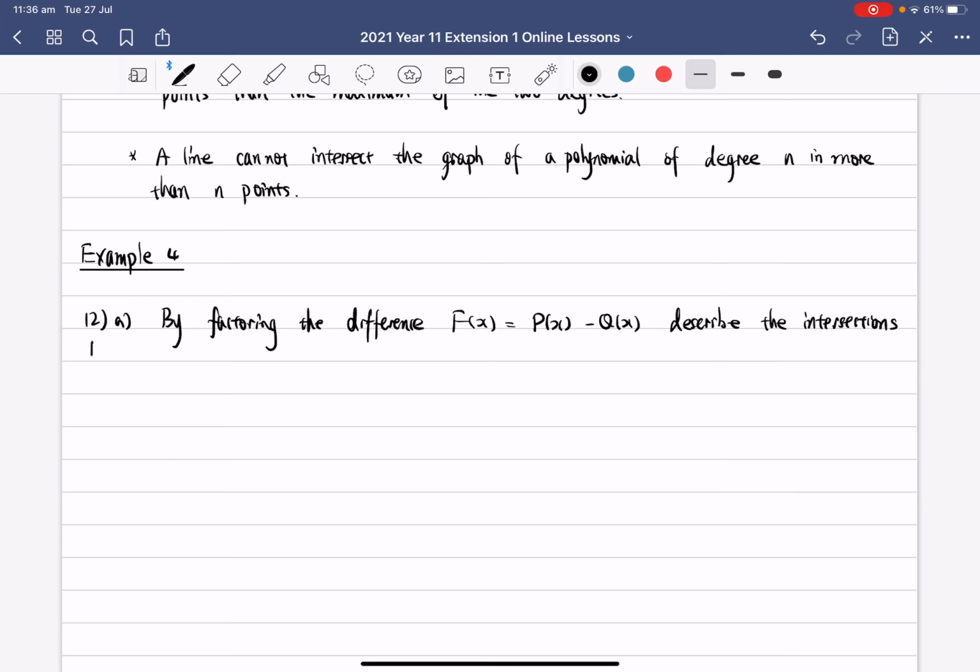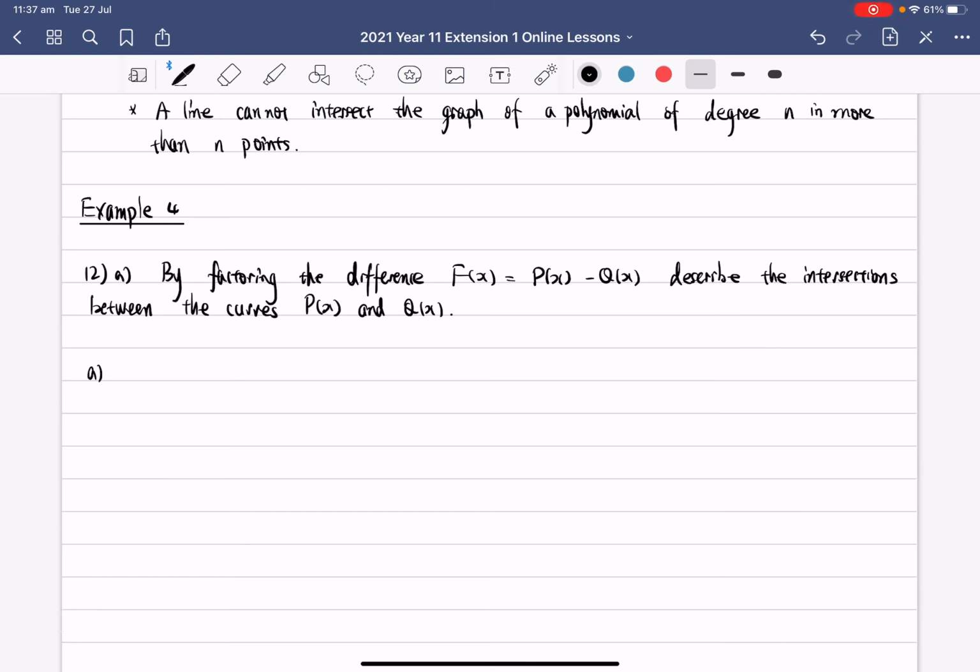Okay, intersections between the curves Px and Qx. All right, so the question here is Px is equal to 2x to the power 3 minus 4x squared plus 3x plus 1. Qx is equal to x to the power 3 plus x squared minus 8. Now, the reason why they say by factoring the difference.